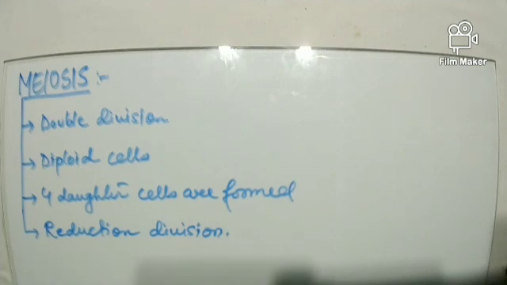Meiosis is also a kind of cell division, but it is different from mitosis. So let us know about this in detail. Now meiosis is a double division. This occurs in a diploid cell. After the division, there is formation of 4 daughter cells. The number of chromosomes in the daughter cells is half that of the parent cell. Therefore, this meiosis is termed as reductional division.